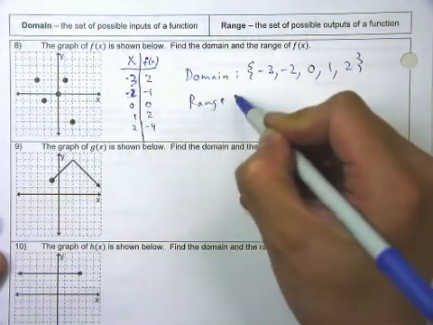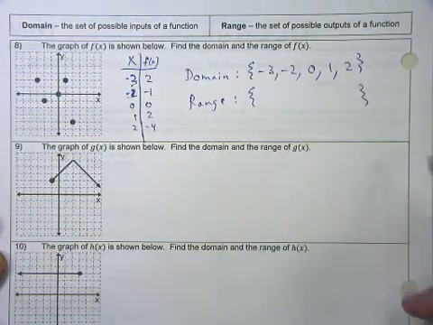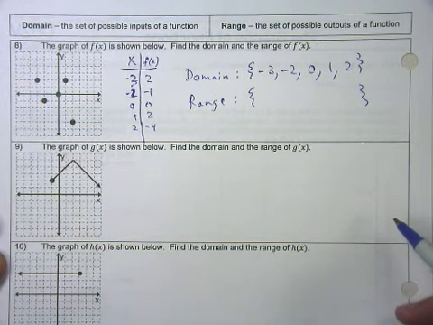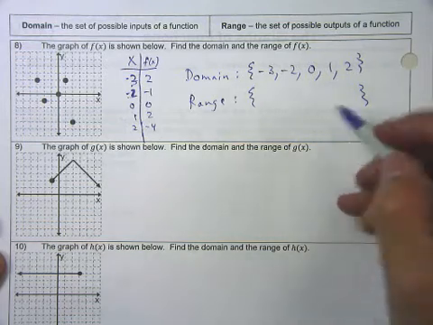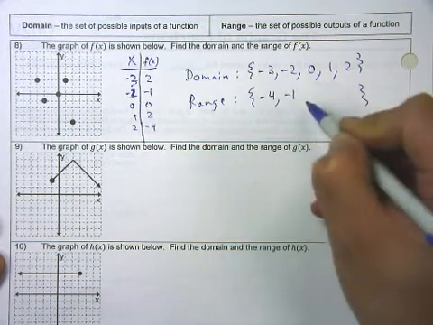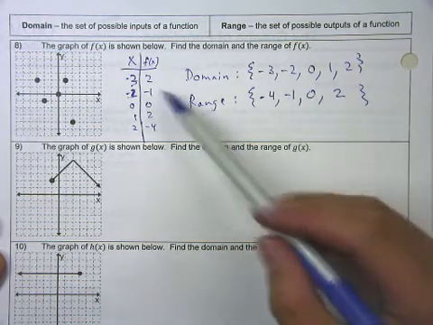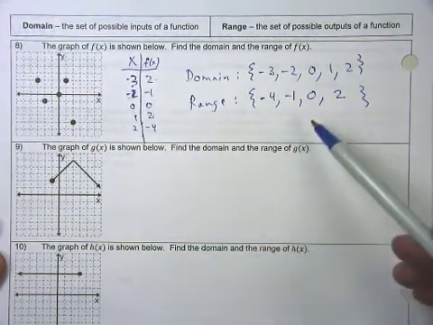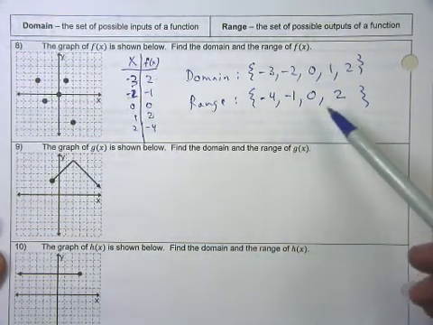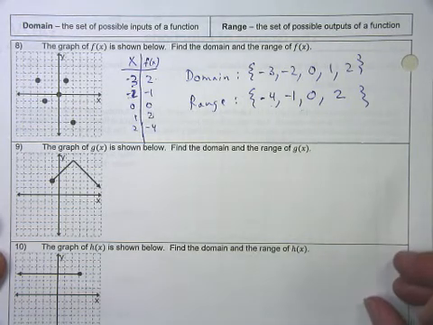Range is the possible output values. What are the possible output values? Go ahead and pause and write those down. Put them in order, please. All right, what are the possible output values? Well, the possible outputs could be -4, -1, 0, or 2. You don't need to list this 2 twice, because it's just asking what are the possible things that could be outputted. -4, -1, 0, or 2.